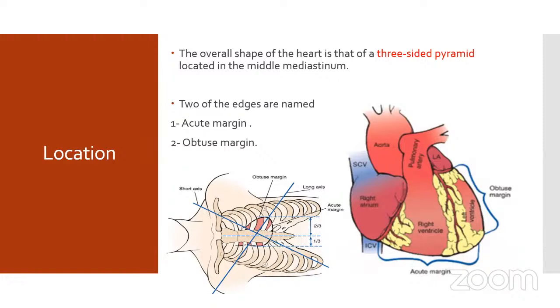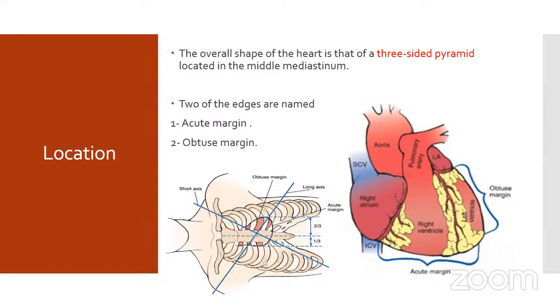So the overall shape of the heart is a three-sided pyramid located in the middle of the mediastinum: the apex, the sternocostal surface, which is the anterior surface, the base, which is the posterior surface, and the diaphragmatic surface, which is the inferior surface. The diagram here shows the heart within the middle of the mediastinum with the patient supine on the operating table. The long axis lies parallel to the interventricular septum, and the short axis is perpendicular to the long axis at the level of the atrioventricular valve.